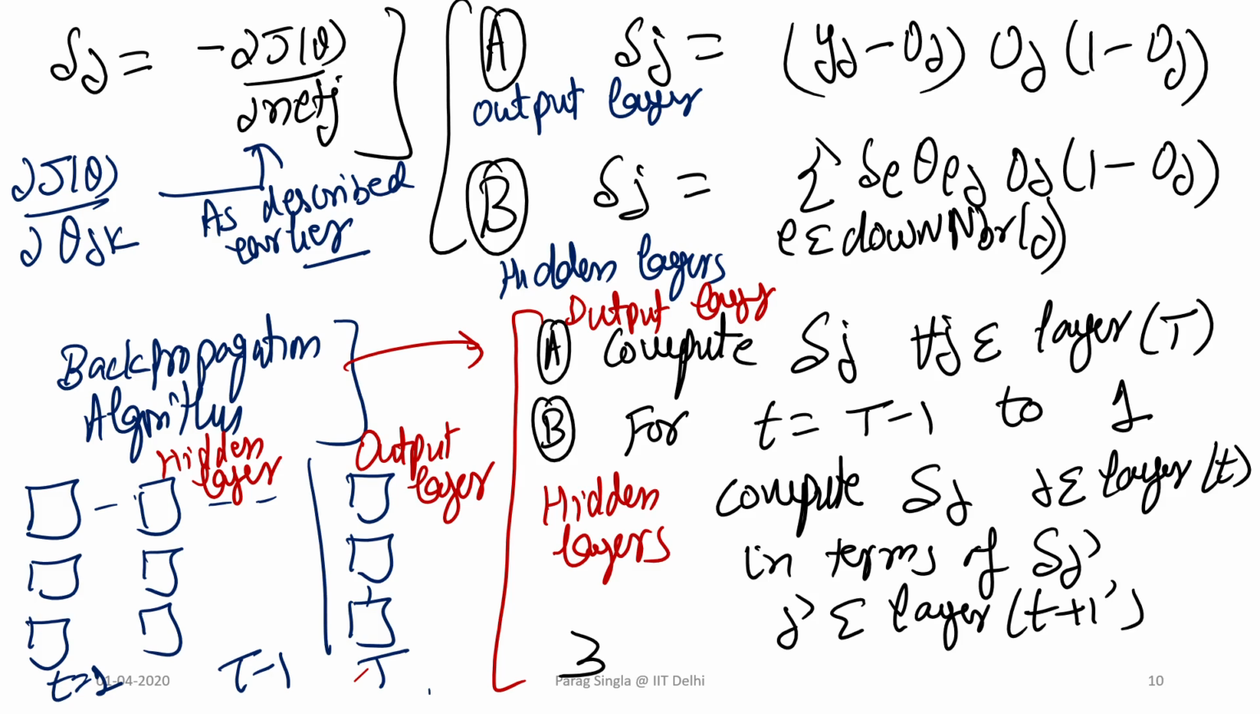And therefore we can compute delta j, which is minus of delta J theta by delta net j, for all the units in the network. And once we have this, we know how to compute delta J theta with respect to the interconnection weights, delta J theta by delta theta jk, where theta jk is the weight of the interconnection from unit k to j. So this describes the entire backpropagation algorithm that we will actually implement in our assignment.